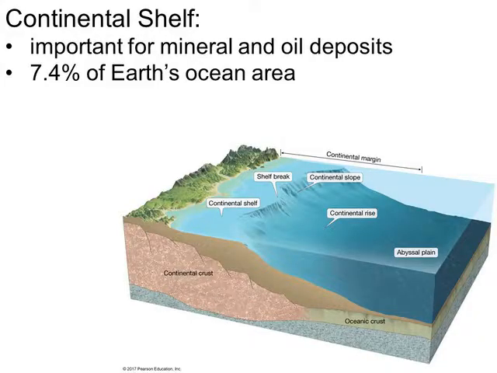So the continental shelf, the continental margin area, is about 7.4% of the Earth's ocean area, so it doesn't take up very much space at all. But this particular space is very important for mineral and oil deposits, as well as for biology. So you can see here, again, you have your continental shelf, your shelf break, your continental slope, and then your continental rise before you hit the abyssal plain. So those four right there make up your continental margin.